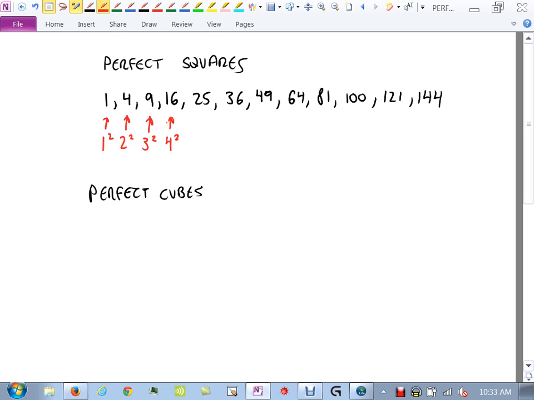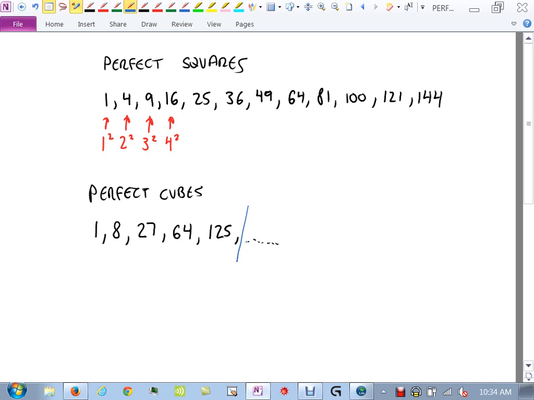The perfect cubes are 1 cubed, 2 cubed, 3 cubed, 4 cubed, 5 cubed, and then you keep going, right? So what's 1 cubed? 1. 2 cubed, 8, 3 cubed, 27, 4 cubed. 4 times 4 is 16 times 4 is 64. 5 cubed, 125. And then from this number on, you start getting into math dork territory. Who knows the perfect cubes after 5?